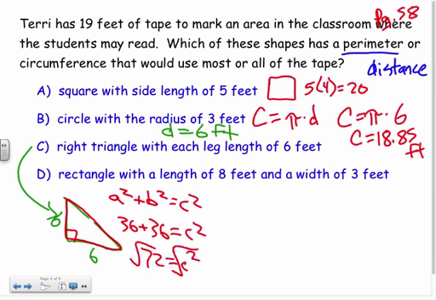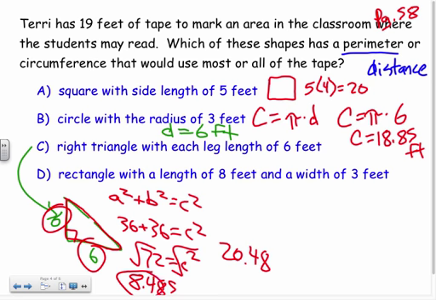Take the square root. So the square root of 72 gives me 8.485, 8.5 about. Well, in the perimeter, I would have to add all 3. So add 6 plus 6 onto that. Well, it's already over 20, isn't it? 20.48, if I add all 3 of these together. Okay, that's too much. So I already know it's not A, that's too much. It's not C, that's too much. How about this last one?